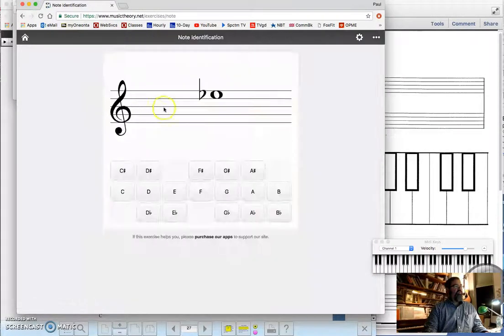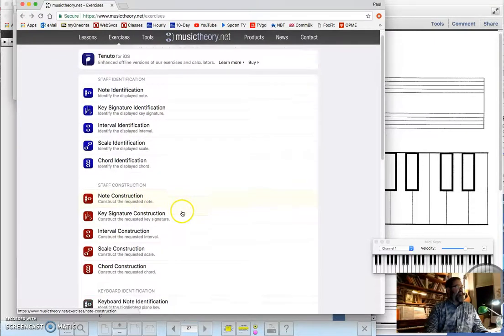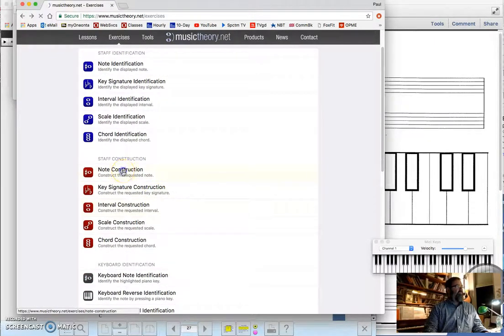We studied the note identification one. There's fourth space in the treble clef. That's F-A-C-E. Right, so, and it's got a flat next to it, so it would be E flat, and it tells me it's correct. Then these down here might be helpful to knowing the staff and notes on it.